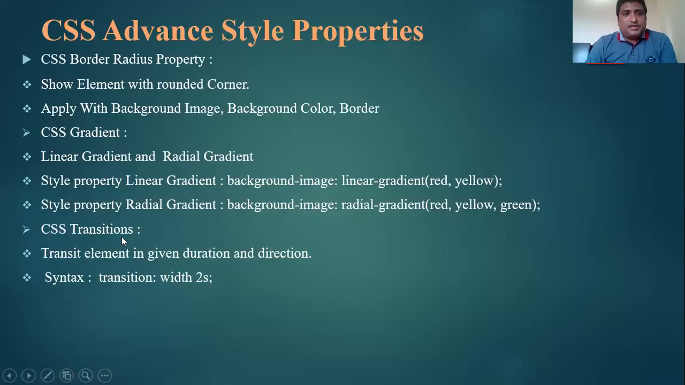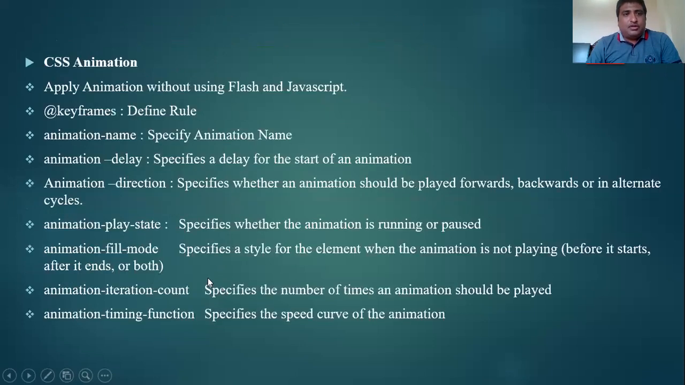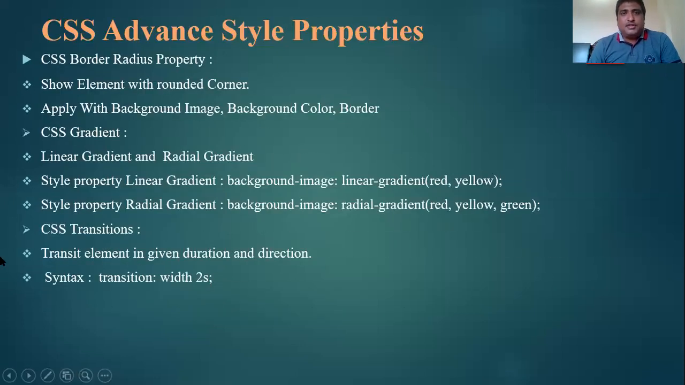Next one is the CSS transition. In this, we transit the element in a given duration and direction. Suppose that if you want to move an element, we use CSS transition. So its syntax is transition with 2 seconds. So this transition will be performed in 2 seconds and in the given direction. So let's see a transition example.